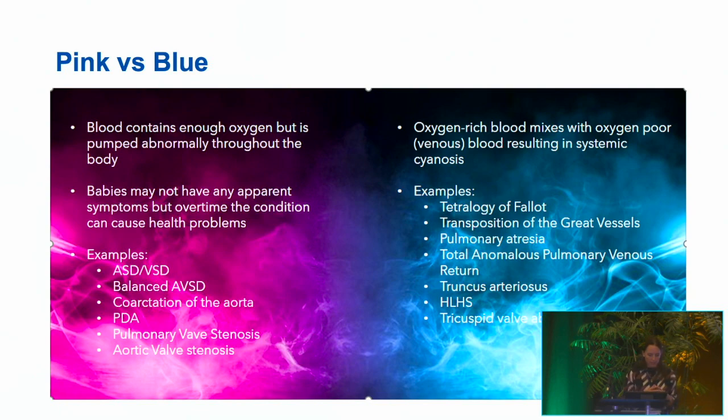So balanced AVSD, coarctation of the aorta, PDA, all the acyanotic congenital heart disease will be pink. But the blue lesions are due to how we've hooked up the plumbing. So again, tetralogy of Fallot, transposition, pulmonary atresia, TAPVR, truncus arteriosus, hypoplastic left heart syndrome, as well as tricuspid valve abnormalities.